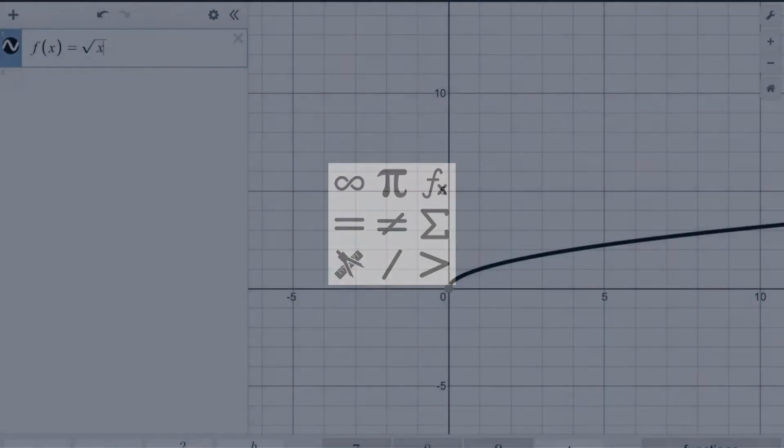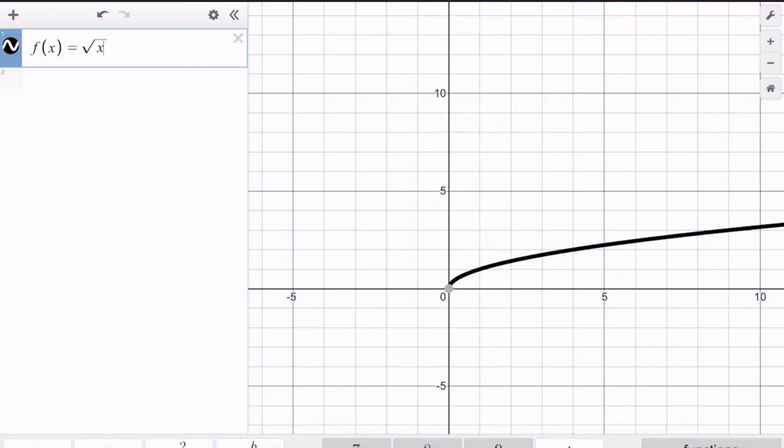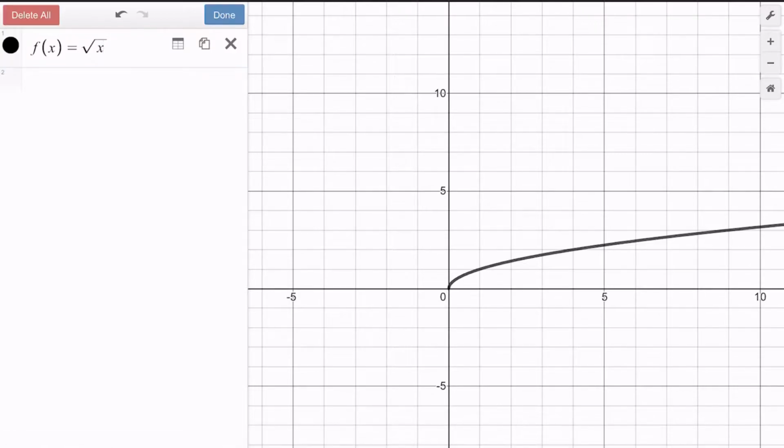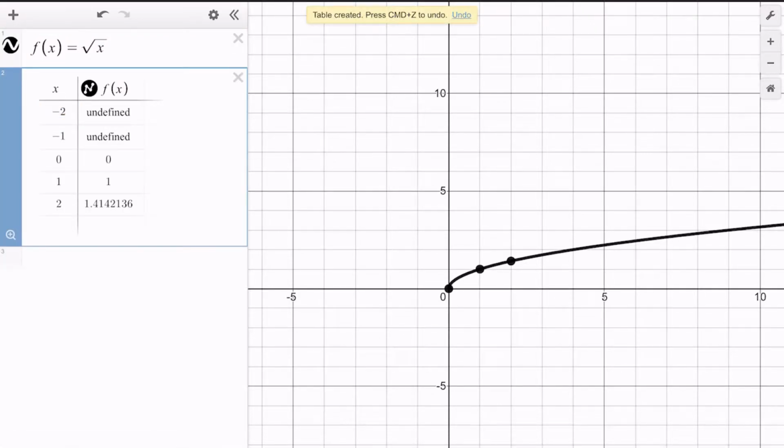This function here, we call it the root function, or the square root function if you want. And what it gives you is the square root of any value x. So I'm just going to generate the table of values here for a few. Now you'll notice that for -2, -1, and pretty much any negative number, you're going to have an undefined value.